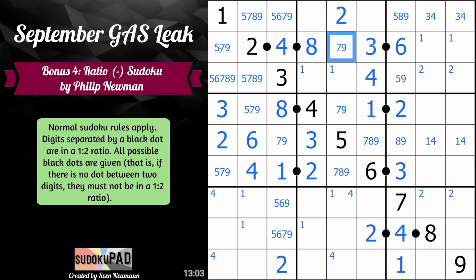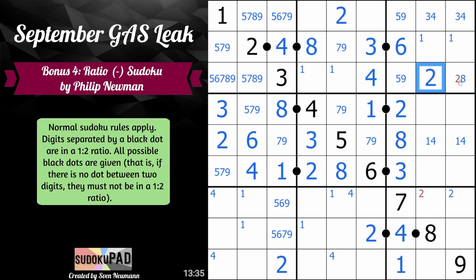1, 5, 7, 9. 7, 9 actually forces this to be 8. That leaves us with a 5-9 pair, which means that 2, 8 get pushed here. Oh, and of course, our 1 to 8 diagonal.